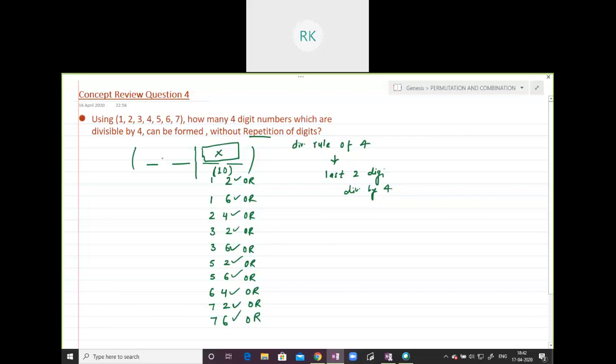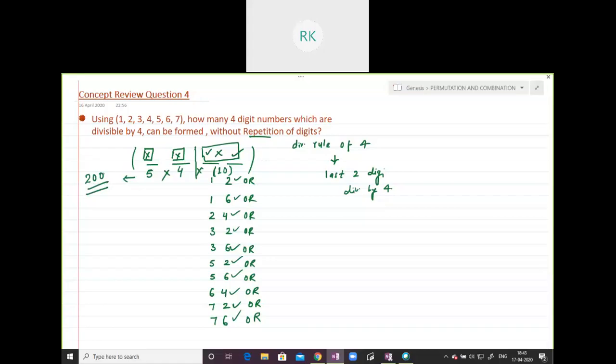Now remember, come to the first position. Any two digits have been used up out of 7. How many are left out? Of course, you will say, sir, 5. So any two digits have been used up at this place, at this place. Out of 7, remaining 5 is there. Now, what about the remaining 4? Just multiply. I'll get the answer. The answer is 200. I'll get 200 numbers which are divisible by 4.